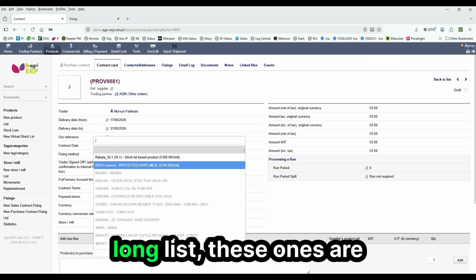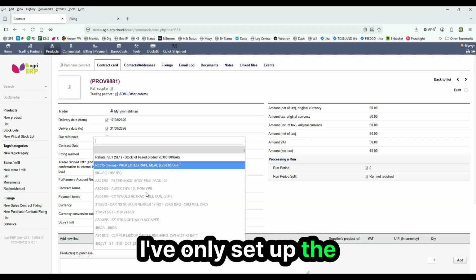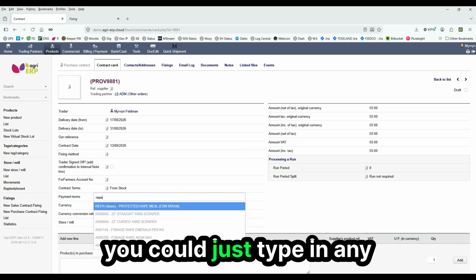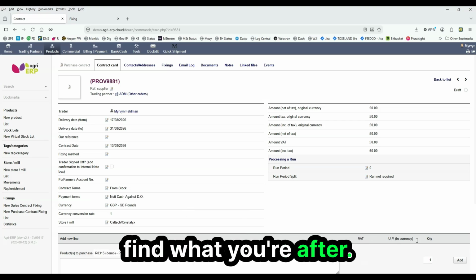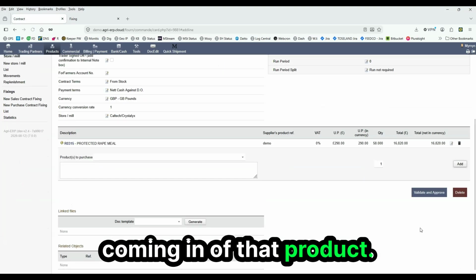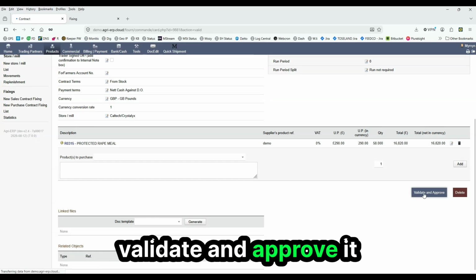If this was a long list, these ones are grayed out because this supplier doesn't supply those products. I've only set up the 2 that you see at the top of the screen. If you did have more in it, you could just type in any words that would narrow it down to enable you to find what you're after. We're going to have some 58 tons coming in of that product. So we've got the tonnage and the unit price here, and then we validate and approve it.